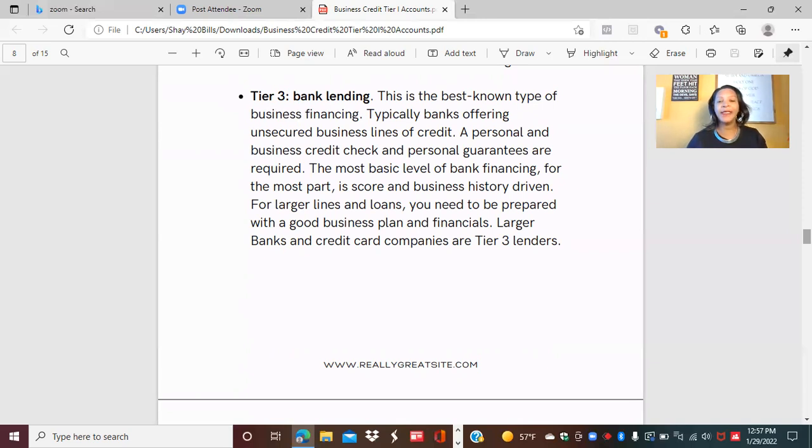For larger lines and loans, you need to be prepared with a good business plan and financials. This is why I said sometimes if you go after those big loans, those big corporate accounts, things of that nature, then you're going to need to have strong business financials. Your business bank account is going to need activity in it. Larger banks and credit card companies are tier 3 lenders.